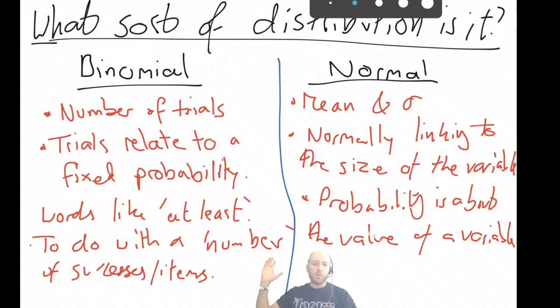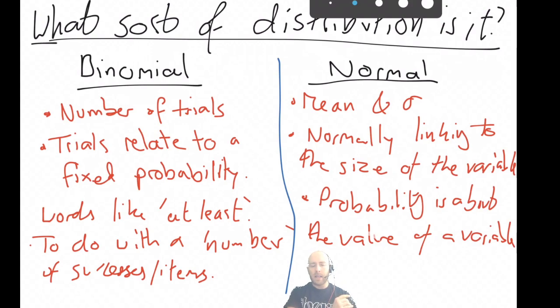Okay, and in binomial, you've got trials relating to a fixed probability. So each of those trials has a probability of being true. Whereas normal, if you've got trials, they're just numbers. Binomial have words like at least or at most or something like that, so you know that you're doing less than or equal to or inclusive ones. And binomials do have a number of successes or a number of items. That's it. It's always a number. With the normal, you'll have your mean there, and standard deviation there. If you've got any of those, it's probably a normal distribution.